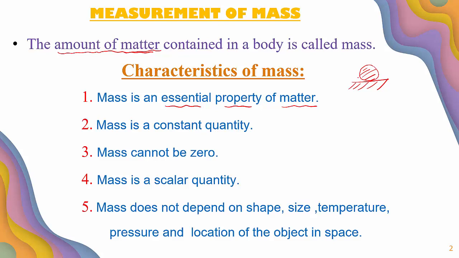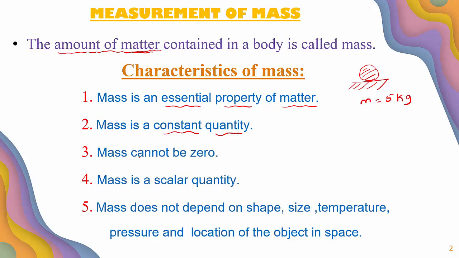Come to the second characteristic of mass, that is mass is a constant quantity. If I am going to measure mass of an object, for example, let us consider now this is having mass 5 kg. So this mass of the object always remains constant. The value of mass is not depending on any position, direction, temperature, pressure, anything. It is always constant. It never changes. It is not a variable quantity. Mass is a constant quantity.